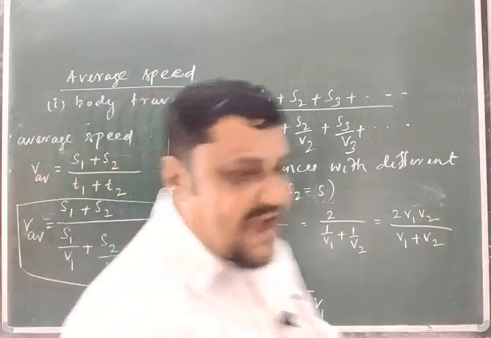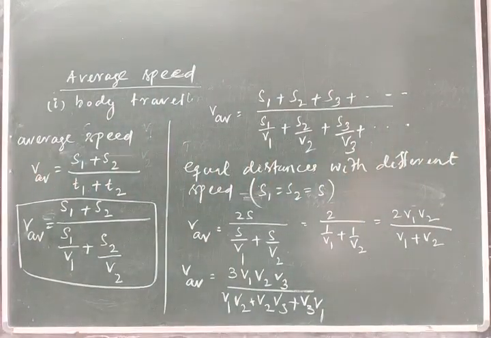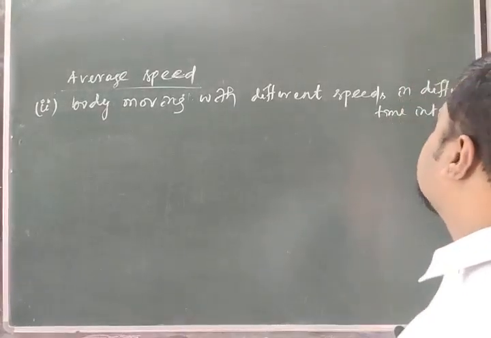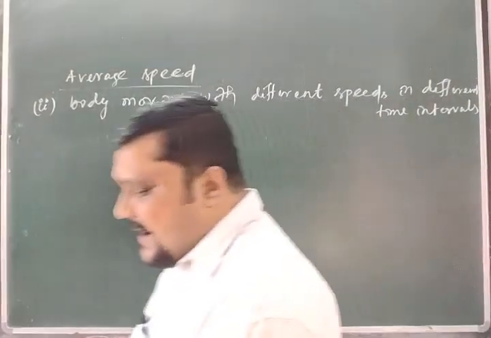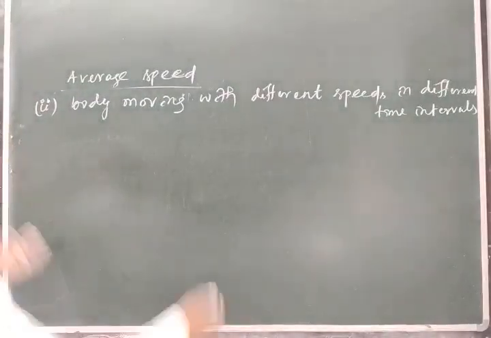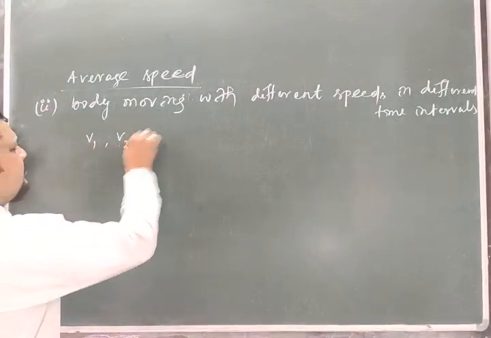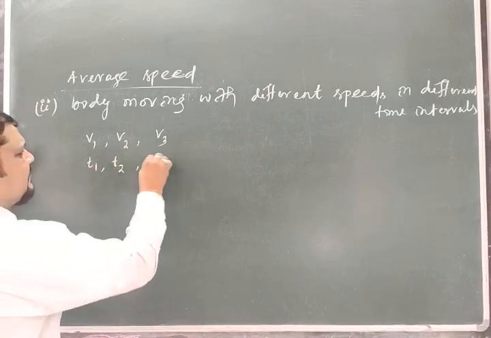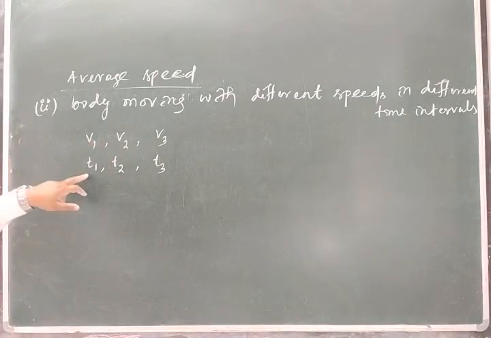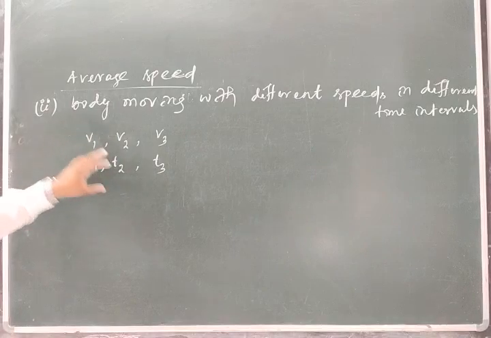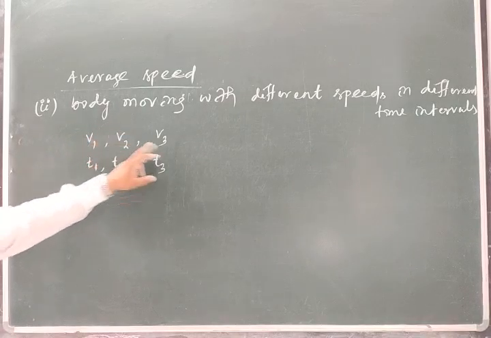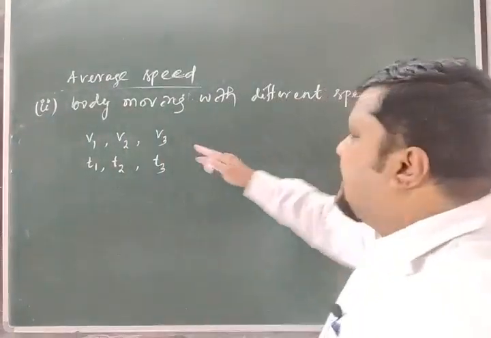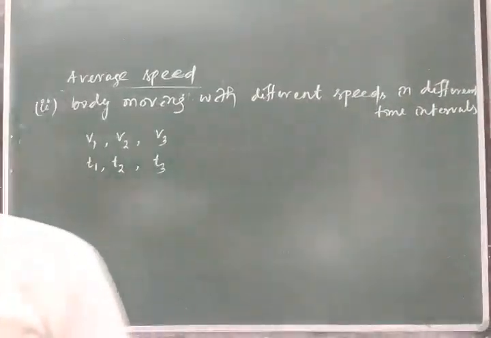Next, another way of calculating: a body moving with different speeds in different time intervals. Let us consider a body that moves with speeds V1, V2, V3 respectively, for time intervals T1, T2, T3. In time interval T1 the speed is V1, in T2 the speed is V2, and in T3 the speed is V3. In that case, how do we calculate the average speed?